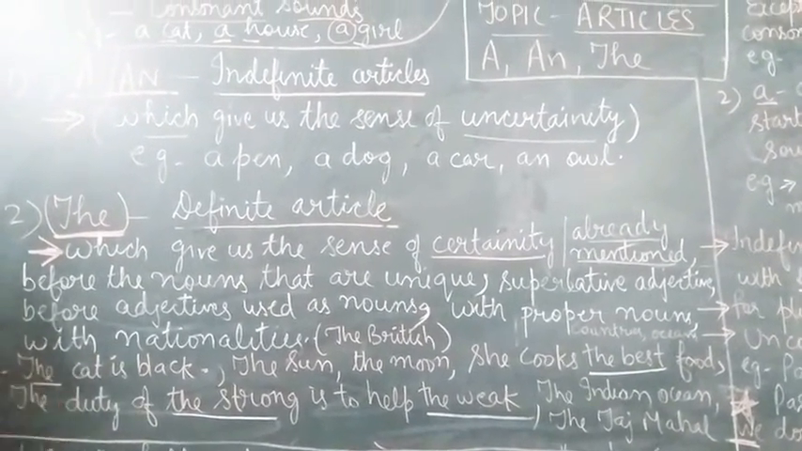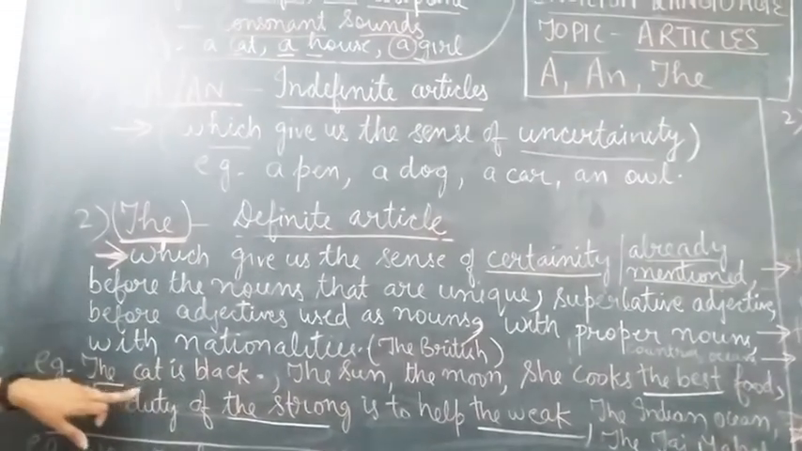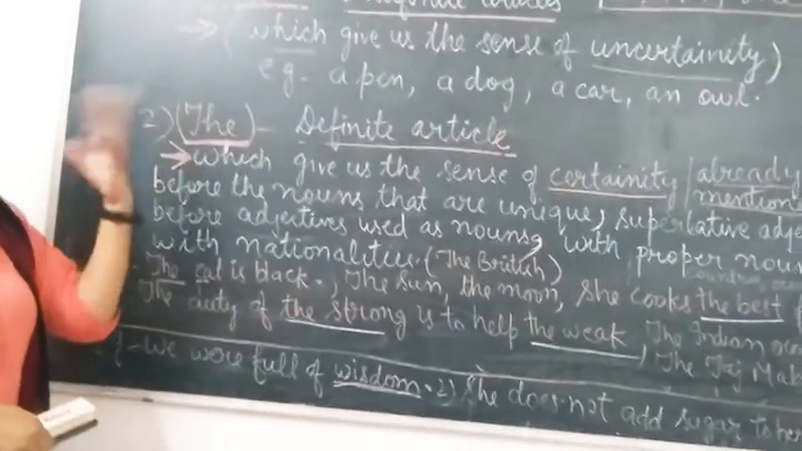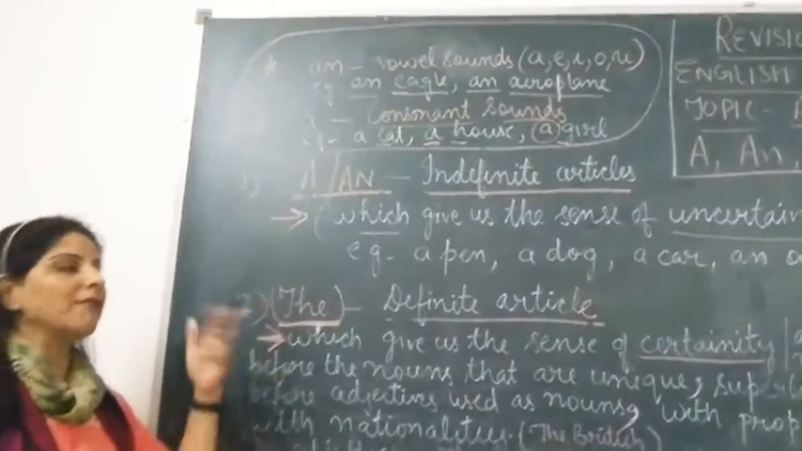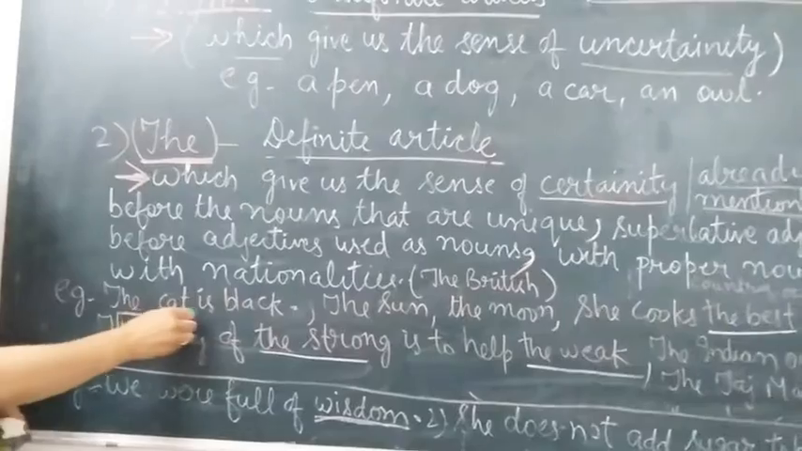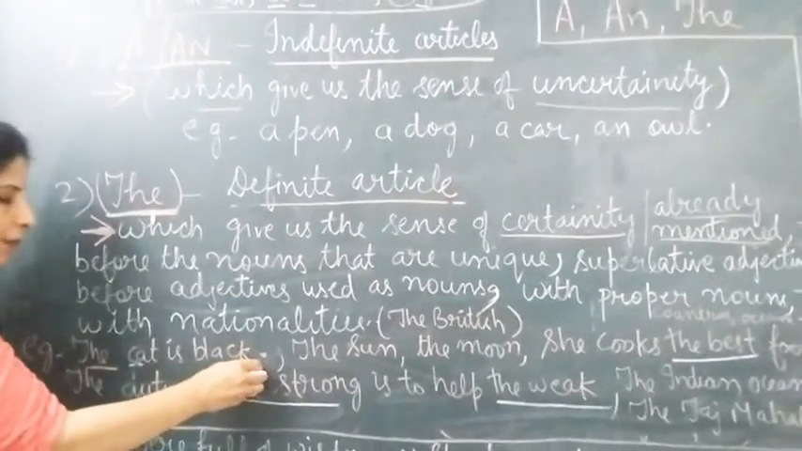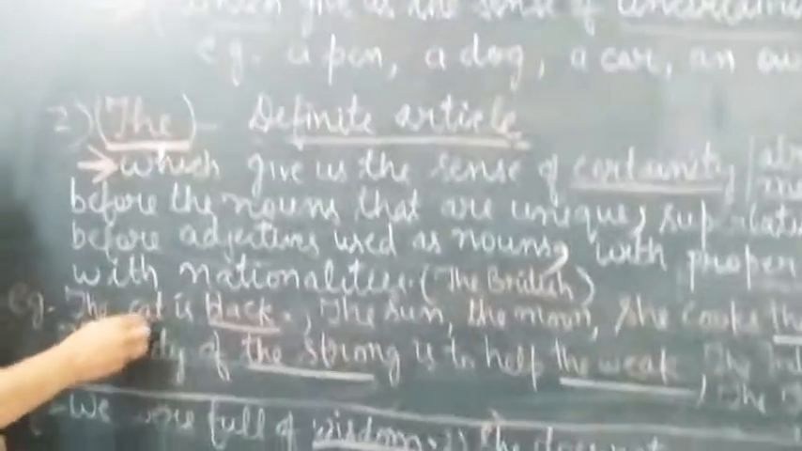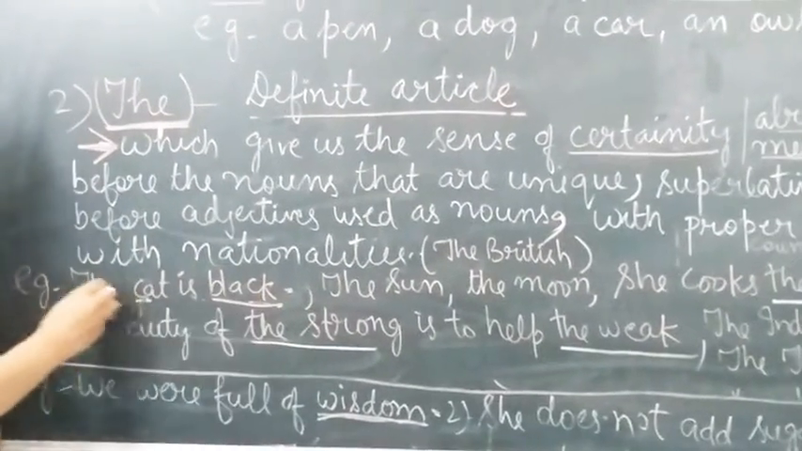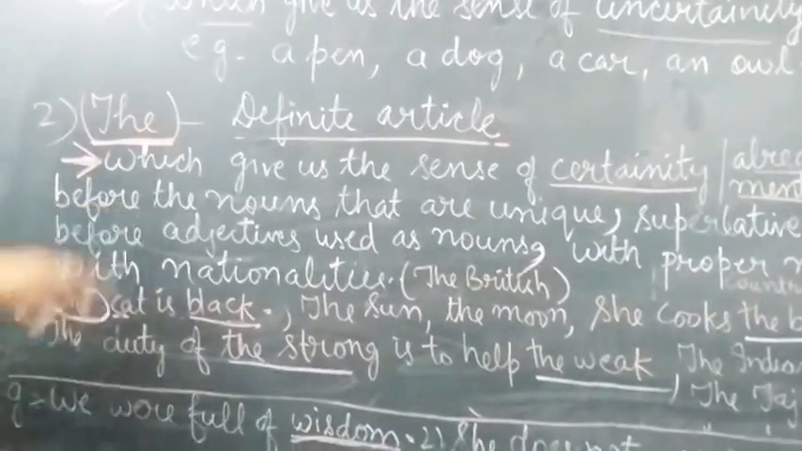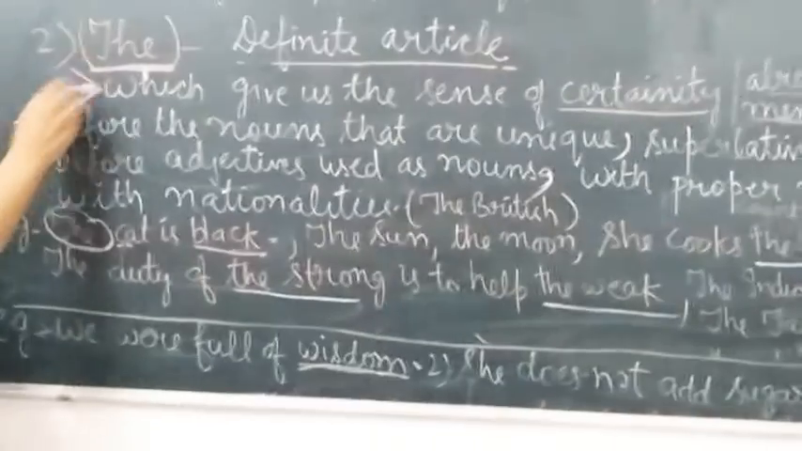Normally we use a in front of cat because it is giving us the consonant sound, but here I am talking about some particular cat which was already mentioned somewhere, so I have used the here. The cat is black, and this is that particular cat whose color is black. I am talking about that cat, so I have used the here.